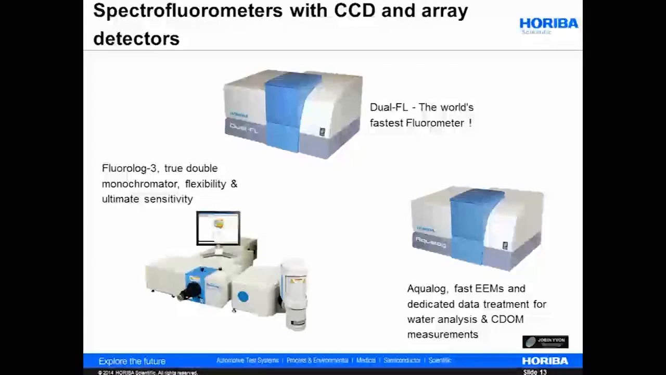But CCD and array detectors are now available in some other products in our portfolio, such as the well-known Fluorolog-3, which features a true double monochromator and gives flexibility and ultimate sensitivity. In some configurations, such as the Nanolog, it is dedicated, for instance, to analyze carbon nanotubes. CCDs are also implemented on a dedicated version for water analysis of the Dual-FL, the Aqualog, which targets fast excitation emission matrices and data treatment for water analysis.